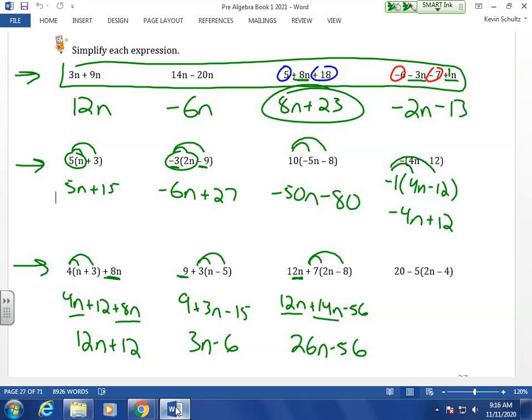And last but not least, kind of like the second one here, don't subtract 20 and 5 to get 15. That breaks the order of operations. That 20 is just going to come down, and the negative 5 gets distributed into parentheses. Negative 5 times positive 2 is a negative 10n. Negative 5 times negative 4 is positive 20. We look for like terms we can combine. Turns out we've got two positive 20s here, which give us a positive 40. Negative 10n plus 40 would be our answer.